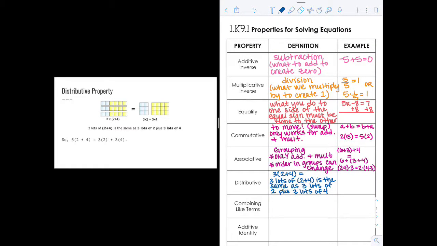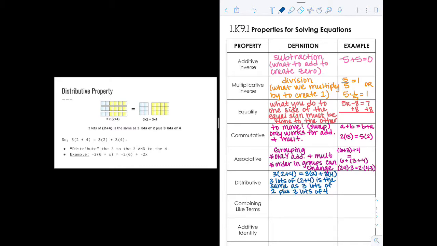So we can write out what that says. That says it equals 3 times 2 plus 3 times 4. Okay, so when you're distributing, we'll do another example here. You are taking that number in the front and distributing it to both the 2 and the 4.